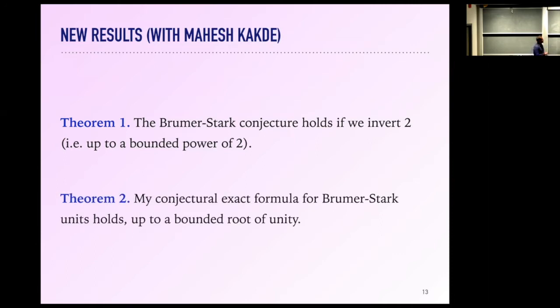And also I can say that the conjectural formula that I mentioned, the one that I started when I was here in Montreal, for Brumer-Stark units holds up to a bounded root of unity. So there's a possible root of unity error, but you have a bound on what that root of unity error is. So we have a formula for these units.